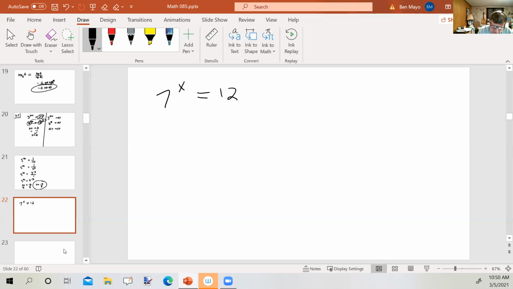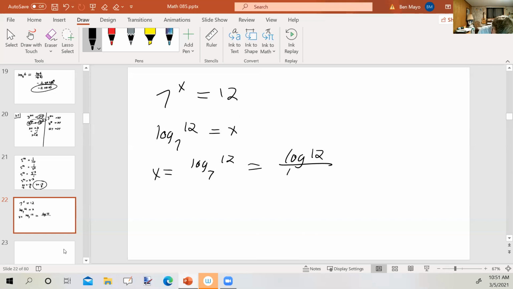Well, let's take this exponential equation and convert it into a logarithmic equation. So log base 7 of 12 equals x. Any question how I did that? Okay, I'm going to rewrite that as x equals log base 7 of 12, because now I'm going to take that expression log base 7 of 12, use the change of base formula to write the log of 12 over the log of 7. That I can put into my calculator.